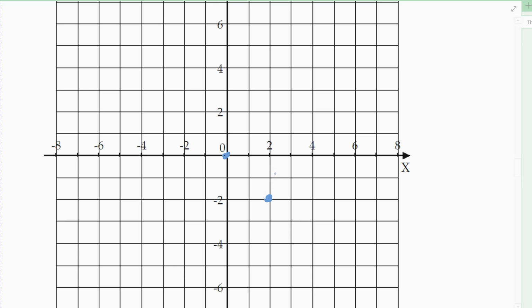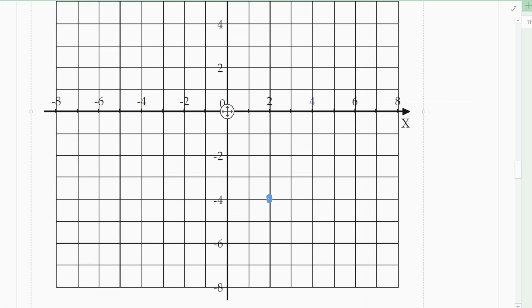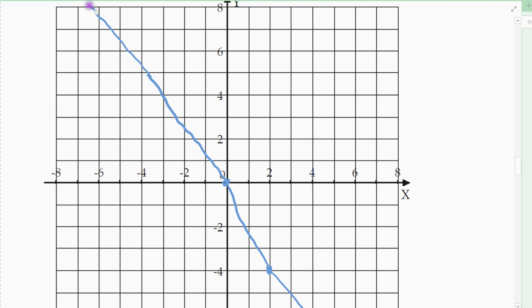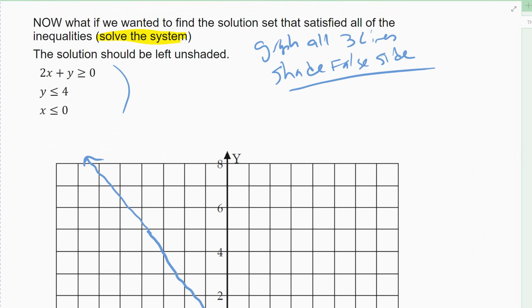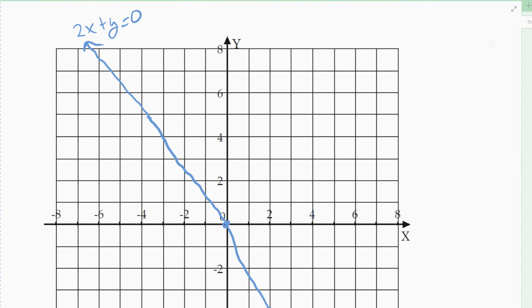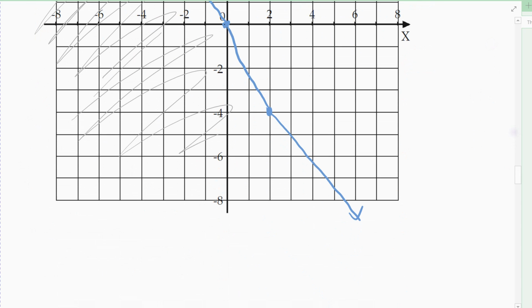Again, I'm going to try to graph it as best I can. Oh, I did negative 2. It's not working. Alright, this one's going to come out really wonky, and hopefully you have a straight edge. There's my blue line, which represents 2x plus y equals 0. Remember, we shaded to the left of this, so I'm going to shade to the left, because that's part of the solution set that solves the first inequality.